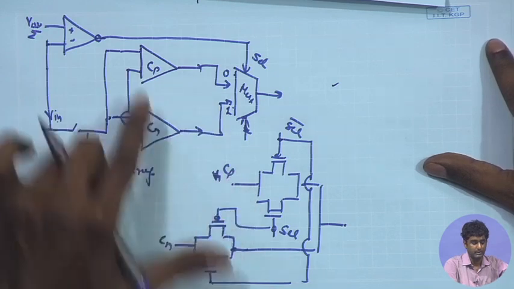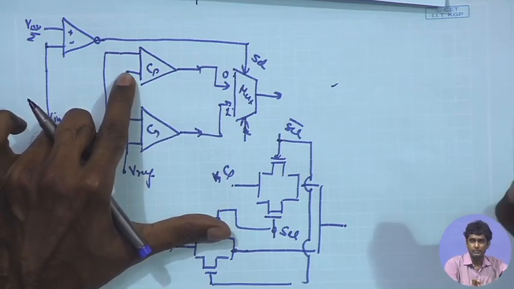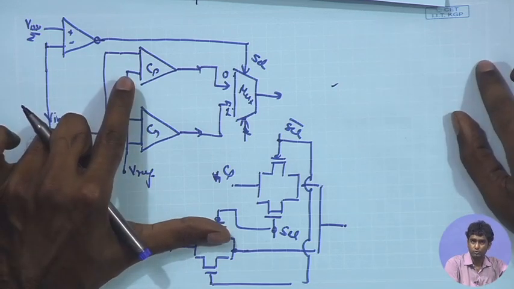Whereas for the other two, what is happening? Reference is being swept. And the critical point of concern is when the input signal is close to the reference.